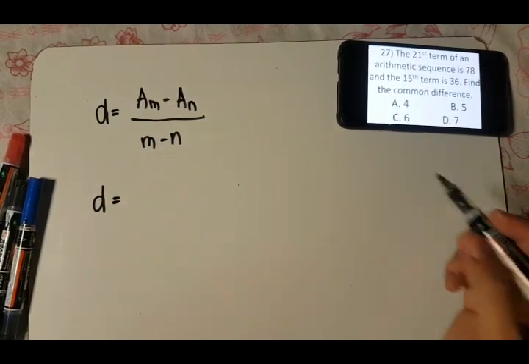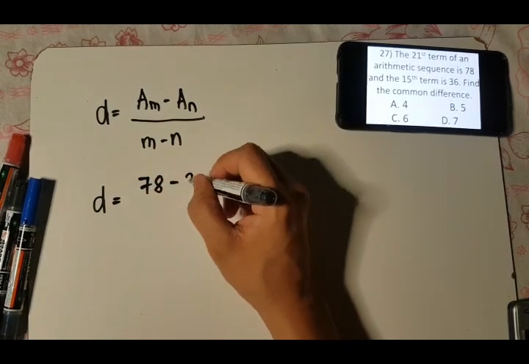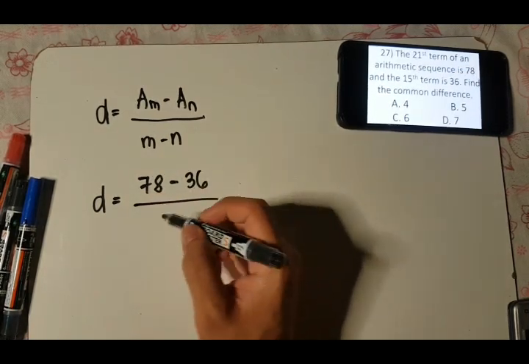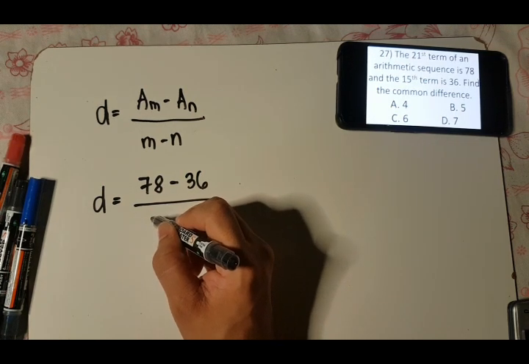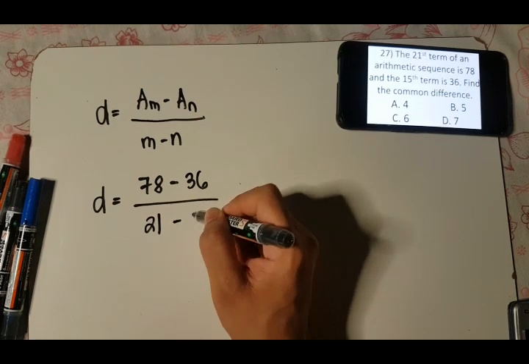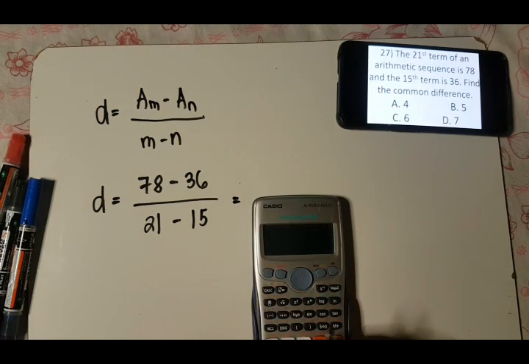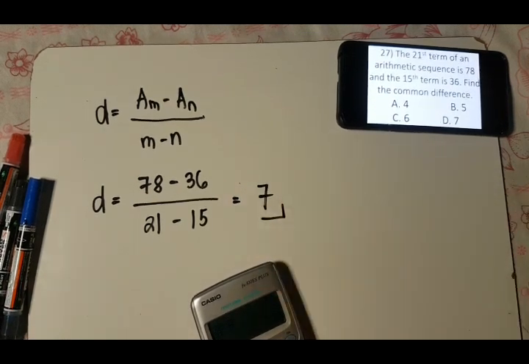So, d is equal to, first one is 78 minus 36. So, ito yung mga terms na nasa sequence divided by the nth terms. So, first one is 21 minus 15. So, let's use our calculator here. So, 78 minus 36 over 21 minus 15. So, that is 7. So, the common difference here is 7.